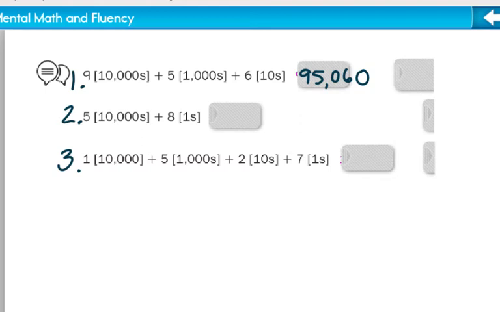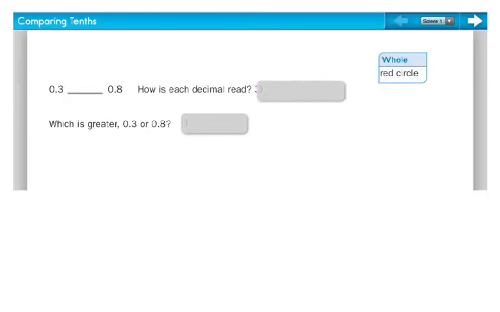Would you please do number 2 and 3? Go ahead and pause the video while you write these in standard form. Number 2 would be 50,008. Nothing in the thousands, hundreds, or tens. Number 3 is 1 in the 10,000s, 5 in the thousands, nothing in the hundreds, 2 in the tens, and 7 for 15,027. Go ahead and erase your whiteboard.